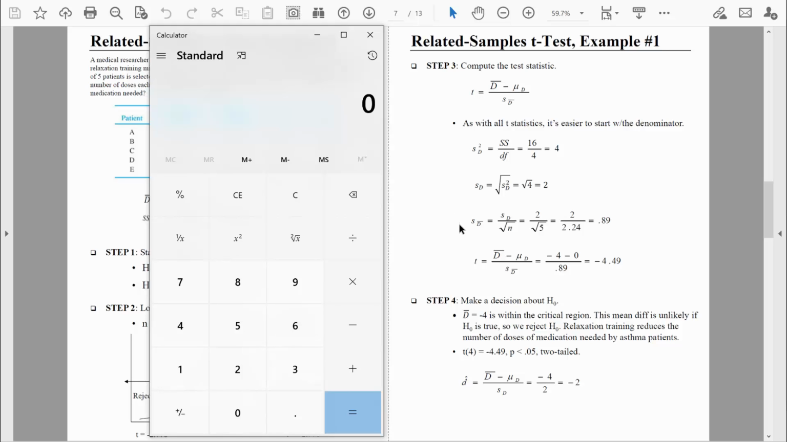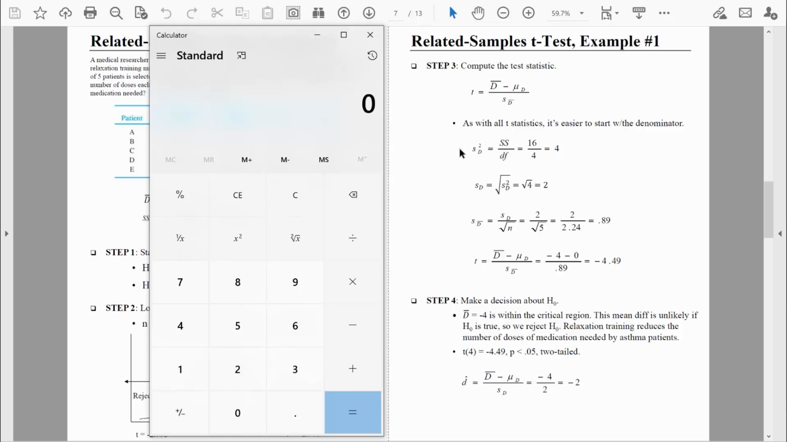Here is our formula for standard error. We need to know the standard deviation of the difference scores, which we don't know, and we also need to know the number of scores that we're dealing with, which we do know, that's 5. So let's find a formula for standard deviation. Here is a formula for standard deviation. In order to know standard deviation, we need to know variance, s squared. Let's find a formula for variance. Here's a formula for variance.